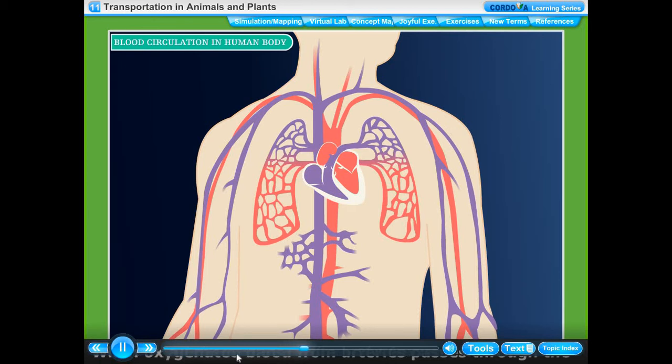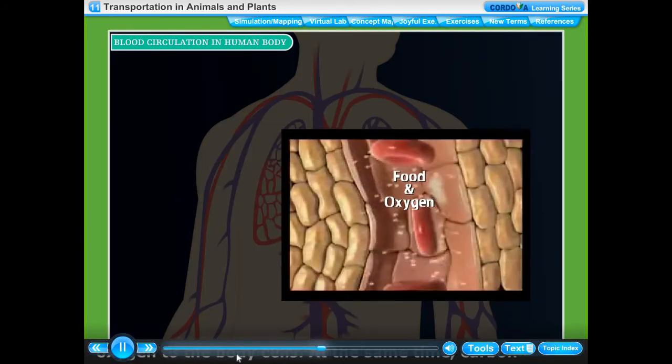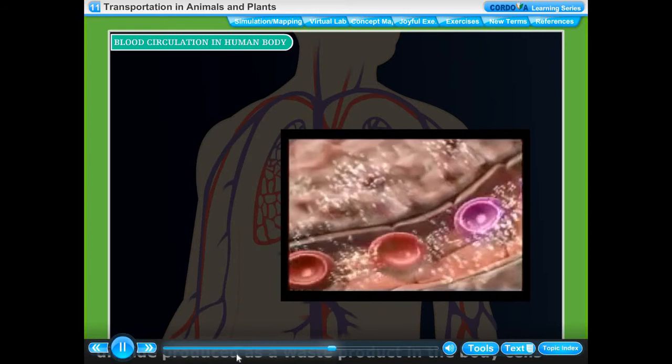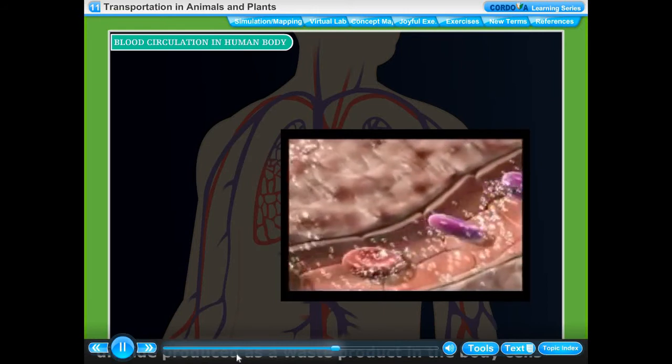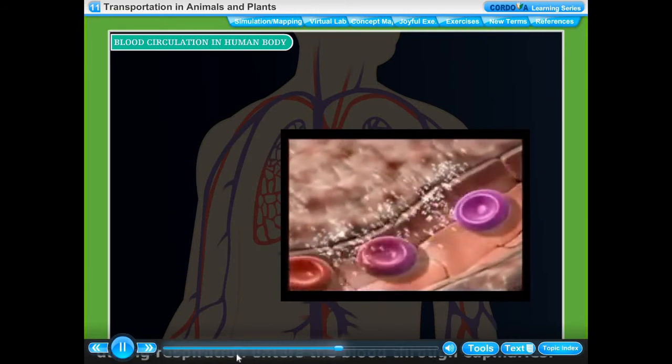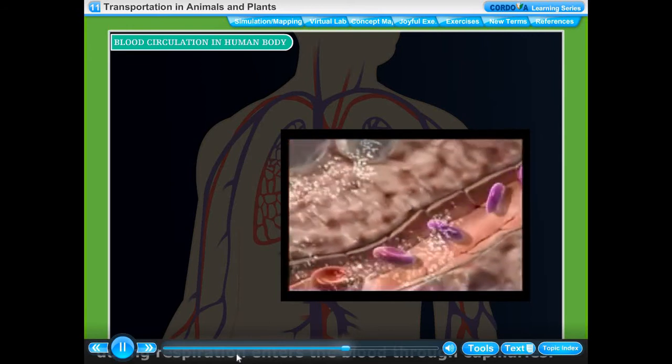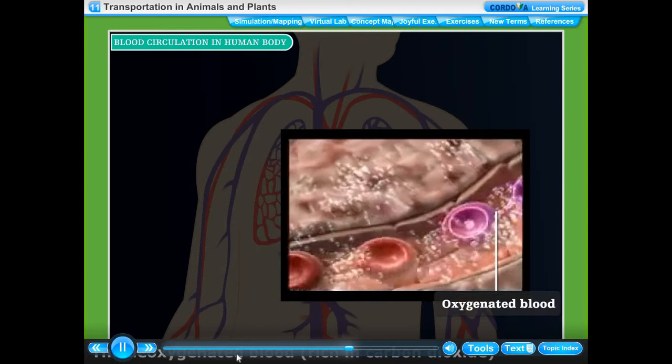When oxygenated blood from arteries passes through the capillaries of the body organs, then it gives food and oxygen to the body cells. At the same time, carbon dioxide produced as a waste product in the body cells during respiration enters the blood through capillaries.